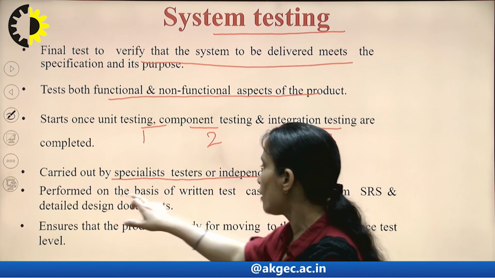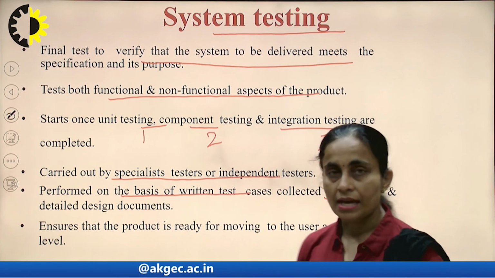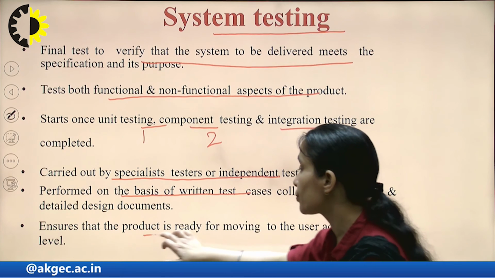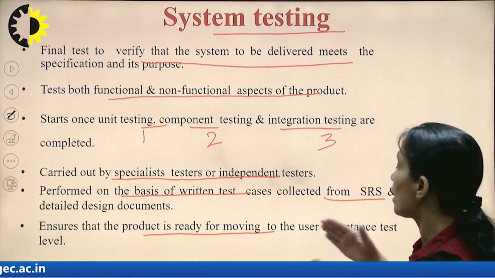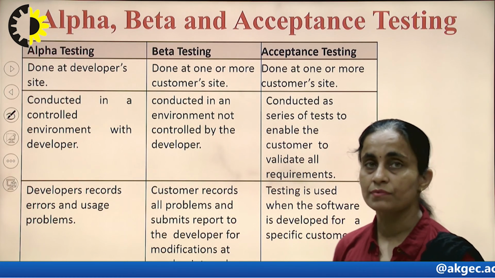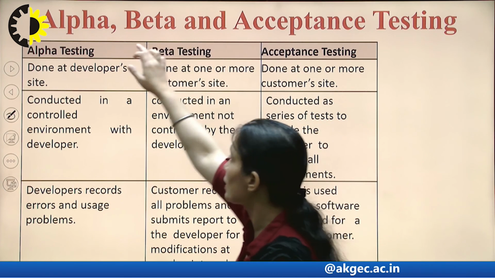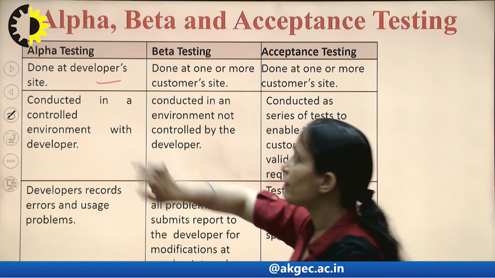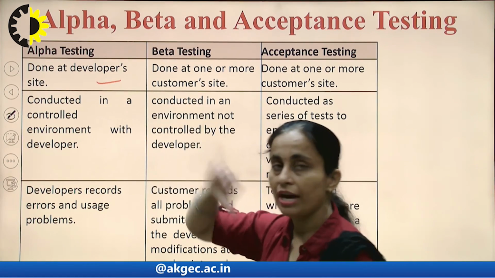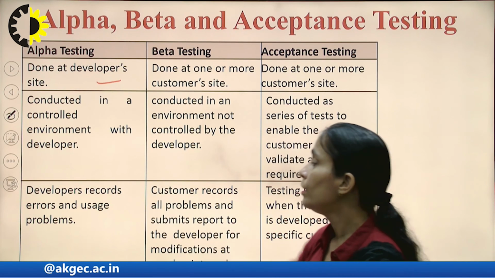This is performed on the basis of written test cases that are collected from the SRS and design documents. And this system testing ensures that the product is now ready for moving to the user acceptance testing level. Next come three types of testing: alpha, beta and acceptance. Alpha testing is performed at the developer's site and is conducted in a controlled environment, and developers record the errors and usage problems.